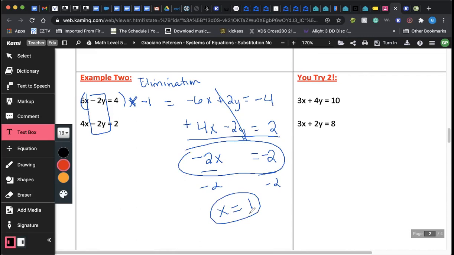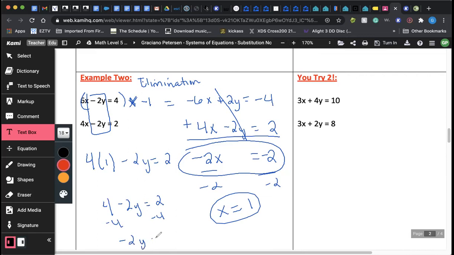Okay. So now that you have x is equal to 1, again, you choose either equation and you plug the 1 back in. Make sure it's the original equation and not the manipulated one. But you plug 1 back in to find your answer for y. So now we have 4 times 1 minus 2y is equal to 2. 4 minus 2y is equal to 2. Subtract 4 from both sides.